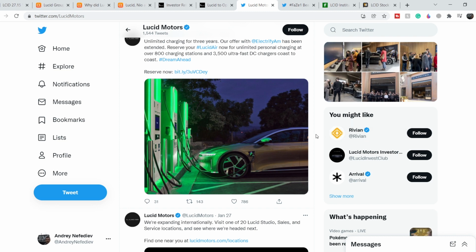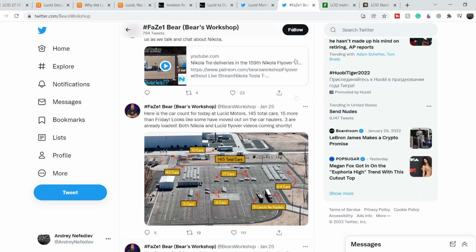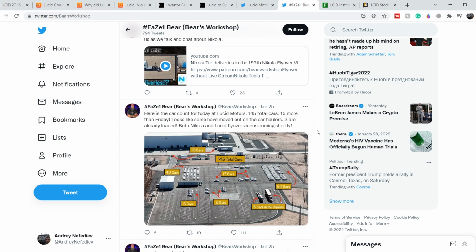And I have to say that for now, in 2022, they have to deliver about 20,000 vehicles. And if you divide 20,000 by 365, you will have about 55 vehicles per day that should be delivered in order to reach this target. And let me show you that we have the latest information from Bear's workshop.